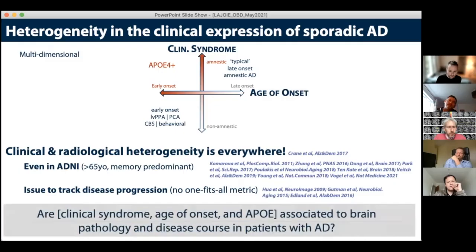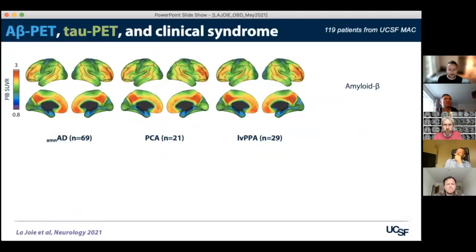So in my talk, I'll be presenting about these different dimensions: the clinical syndrome, the age of onset, and APOE, and how they're related to brain pathology and disease course in AD. That being said, I'm going to start by showing data from this Neurology paper that came out.